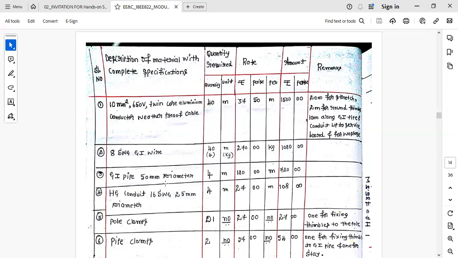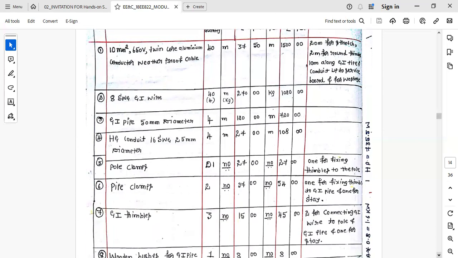Next one, GI pipe 50 diameter, 4 meters I require. 180 rupees per meter. That is nothing but 720 for 4 meters. Next, HG conduit 16 SWG 25 diameter. That is nothing but 4 meters. 27 per meter. That is nothing but 27 into 4, that is nothing but 108.